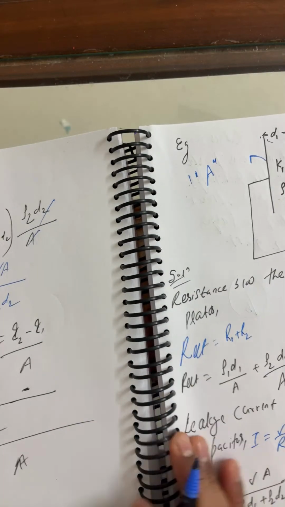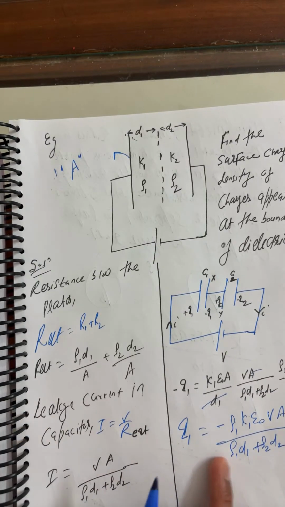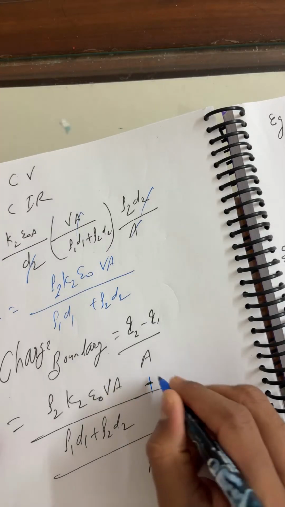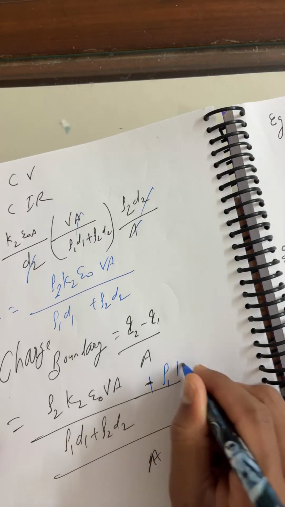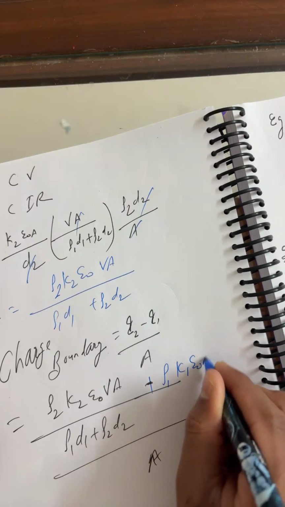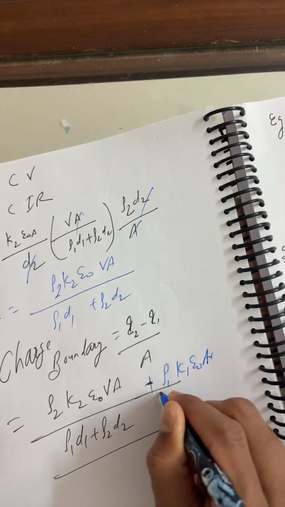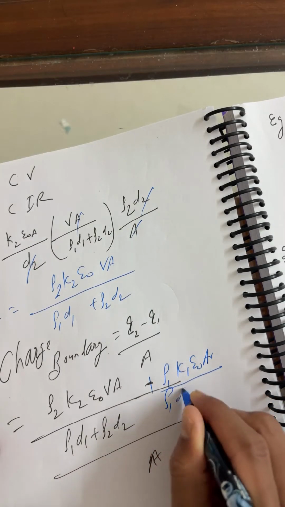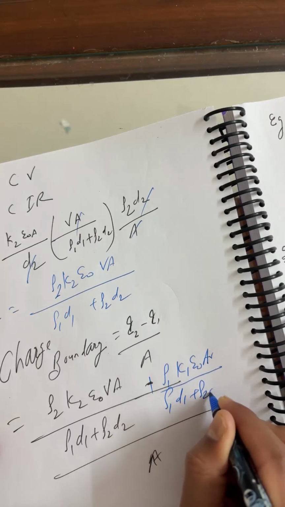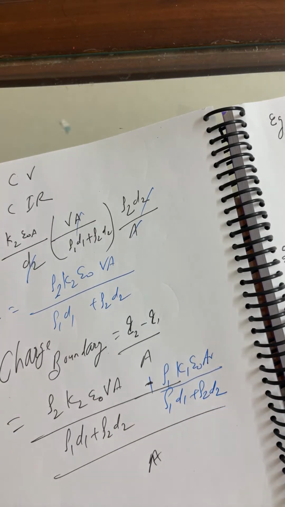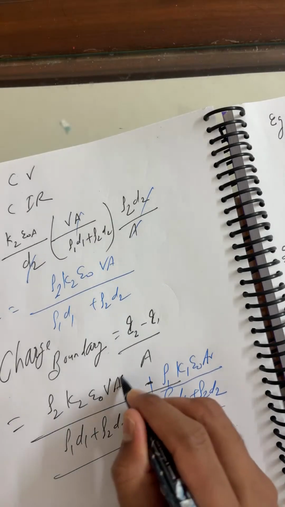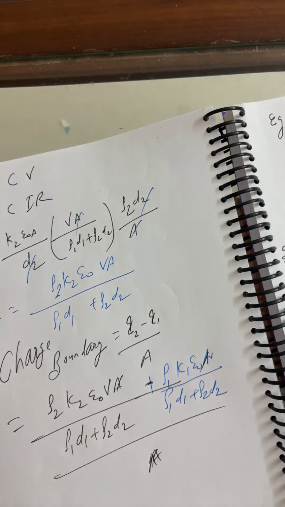So this is also minus here. This is also minus, so minus beta. What you can say Q1 minus, plus beta. So this is the plus only. You can say rho 1 K1 epsilon naught V into A upon beta rho 1 D1 plus rho 2 D2. So you can take beta, this K cancels, take common, just cancelling each other.